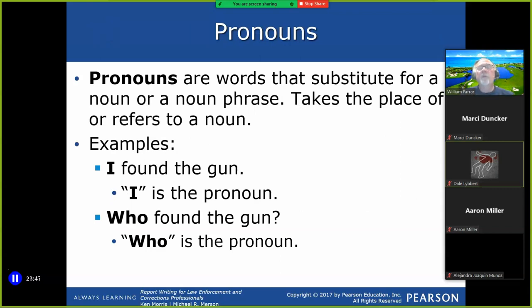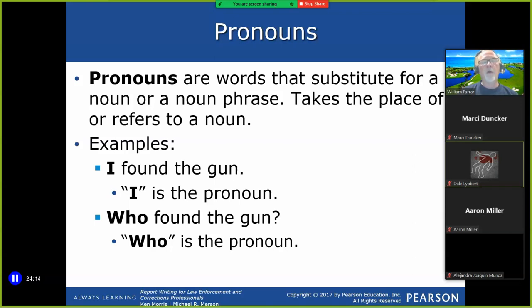And then also using pronouns. These are words that substitute for a noun or a noun phrase. It takes the place of or refers to a noun, like, I found the gun. And I is the pronoun there. Remember, in your reports, you want to try to write in the first person unless it's something that happened before. But it's always going to be I. Stay away from that bad report that you guys looked at.